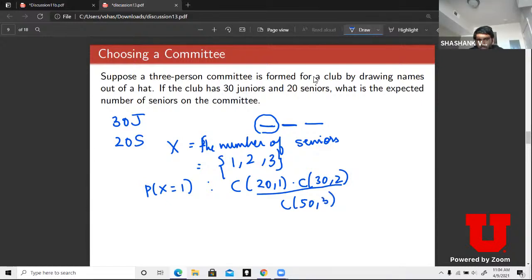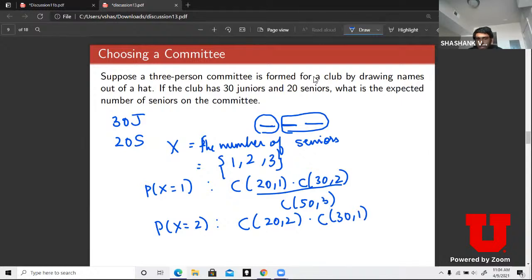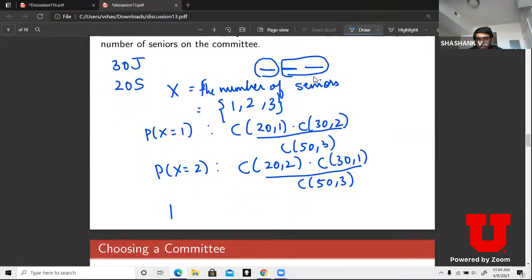And probability that x equals 2, that would be choosing two places to be seniors. So that would be 20 choose 2, right? And the other place would be 30 choose 1. And also the sample space would be 50 choose 3. Also, probability that x equals 3 would be you just choose all seniors.